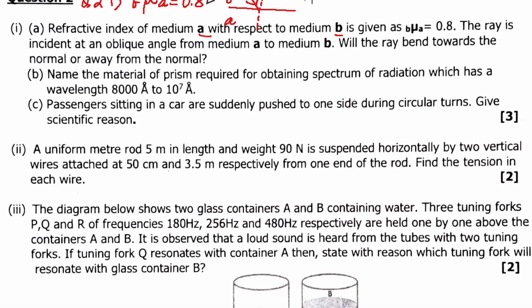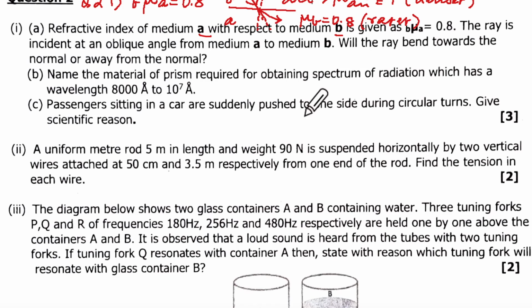And it is 0.8, which means it's going into a rarer medium. Do you understand? Yes. Okay, if this is, let us say, air, so air has mu air equal to 1. Y'all are writing this. And then mu B is 0.8. So this becomes the rarer medium, and this becomes the denser medium. Did you understand this part? So it should have gone like this, undeviated, but it will go this way.